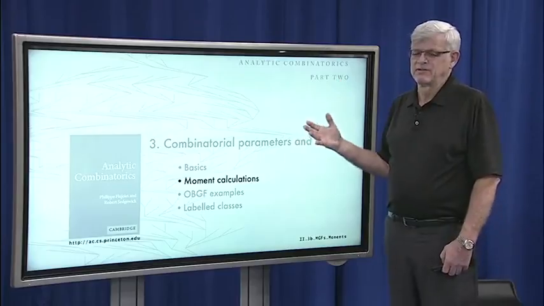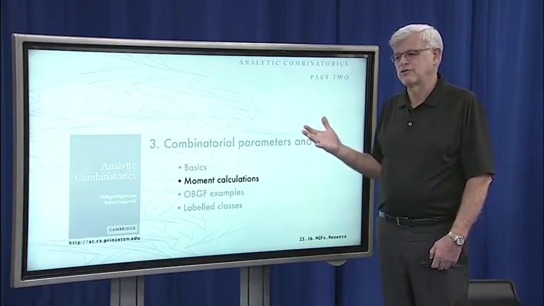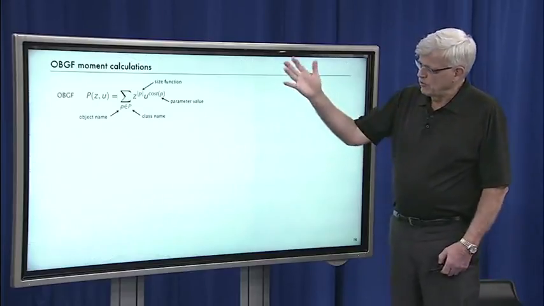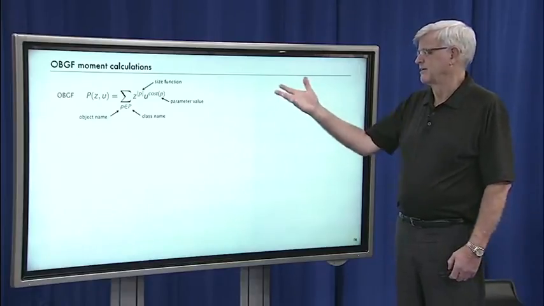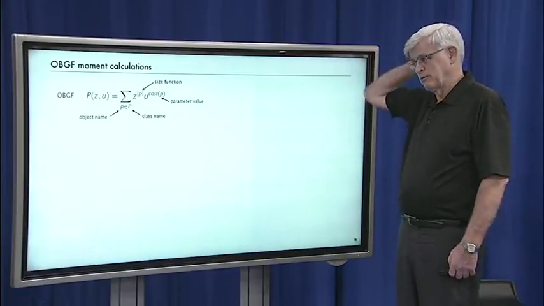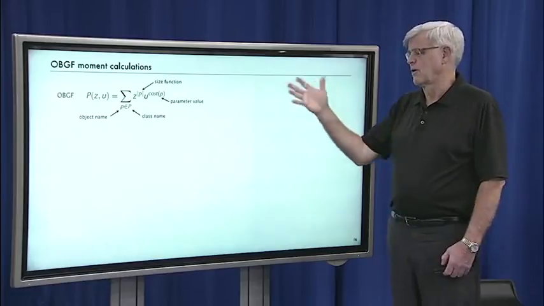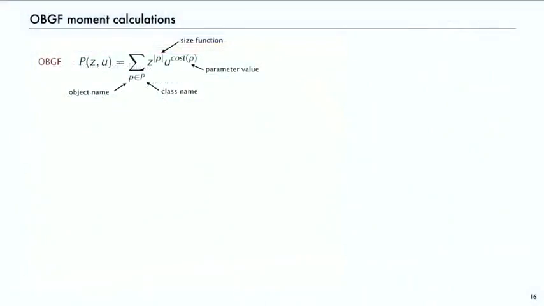So I'll go through the details in this section, and then in the next section we'll see lots of details that illustrate how simple the calculation can be. So we start off with the ordinary bivariate generating function that we defined for combinatorial classes with parameters. We sum over all objects in the class, z to the size of the object, u to the cost.